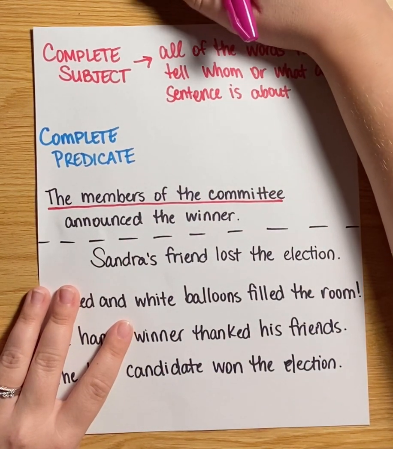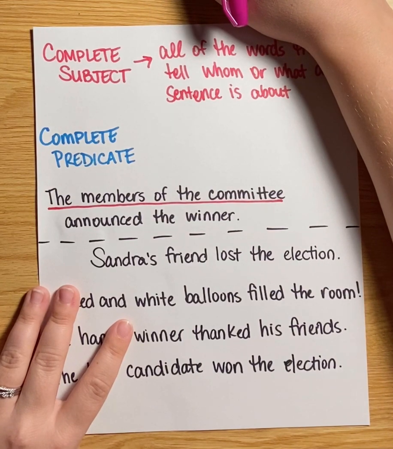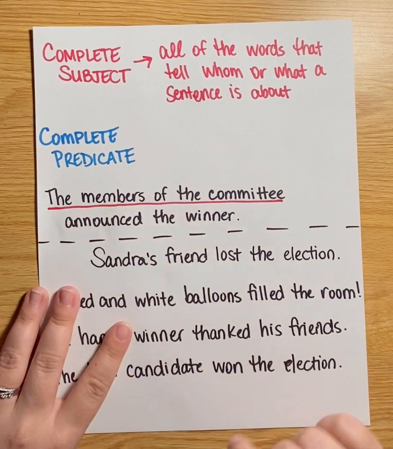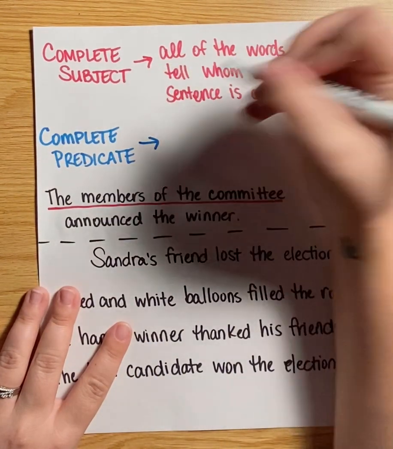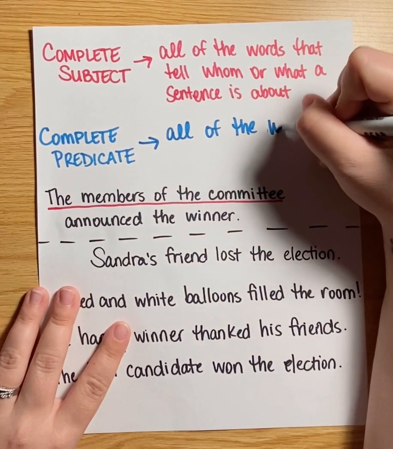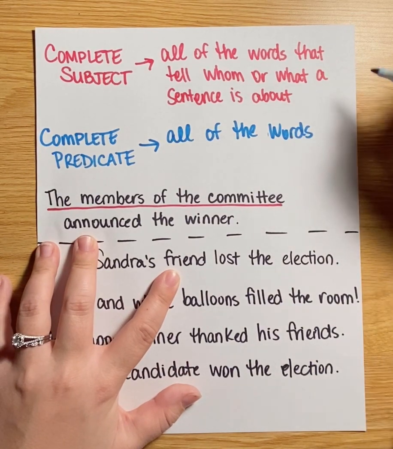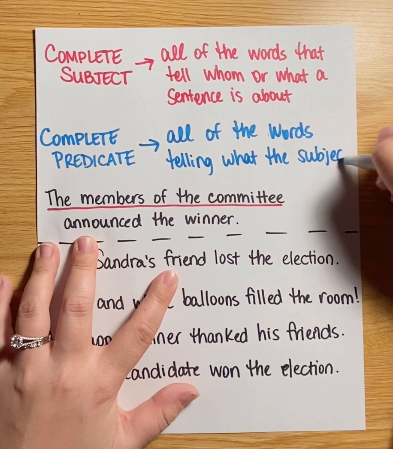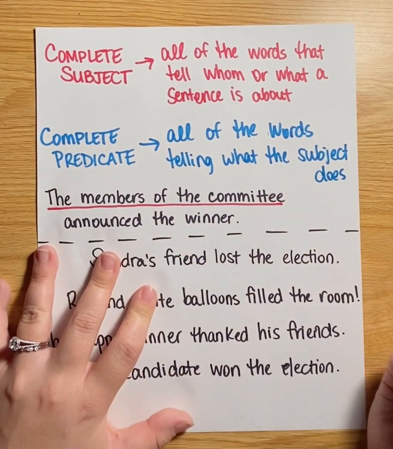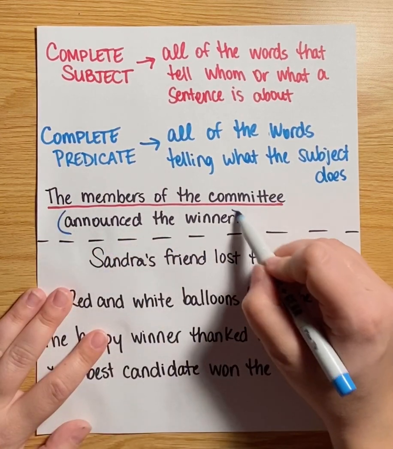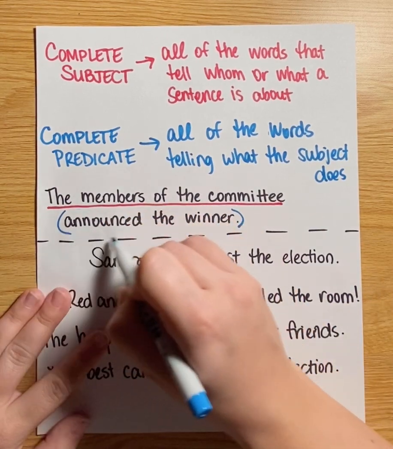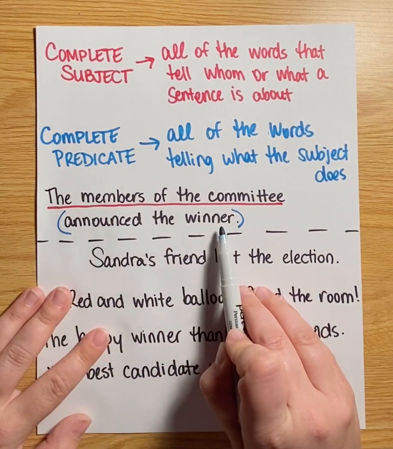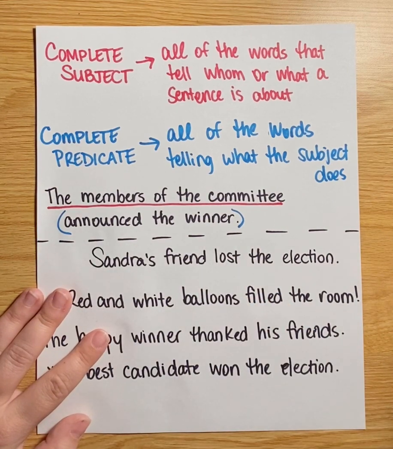The predicate, which when we talked about a couple weeks ago, the predicate was just the verb, right? The predicate a couple weeks ago would be just announced. If we're talking complete predicate, that's going to be all of the words telling what the subject does. So, the members of the committee is our complete subject. So, our complete predicate is going to be announced the winner, right? Remember, a couple weeks ago, the simple predicate would be just announced. But now we're talking complete predicate. So we need all of the pieces of this part of the puzzle. Announced the winner. Okay? So let's look at a couple of examples down here.